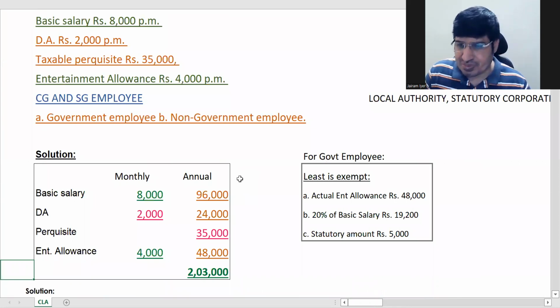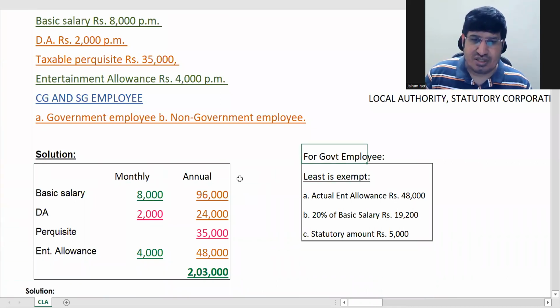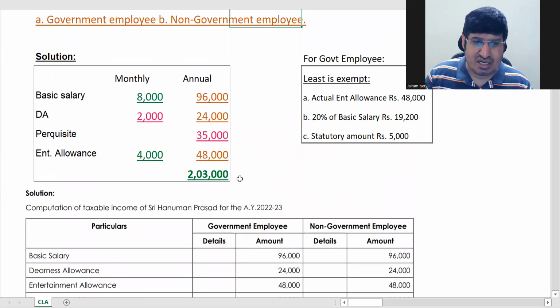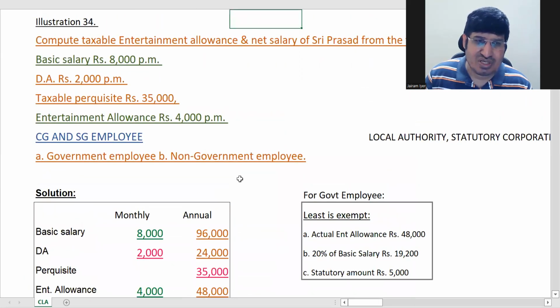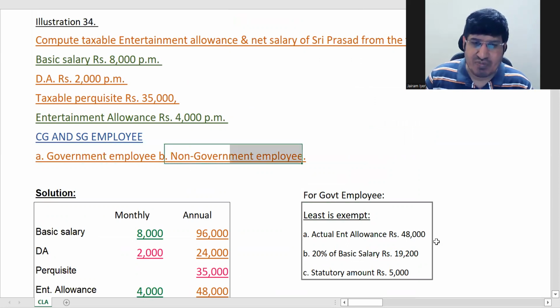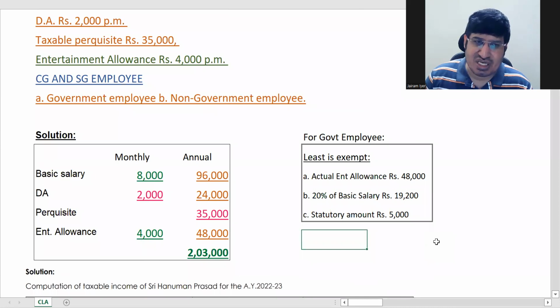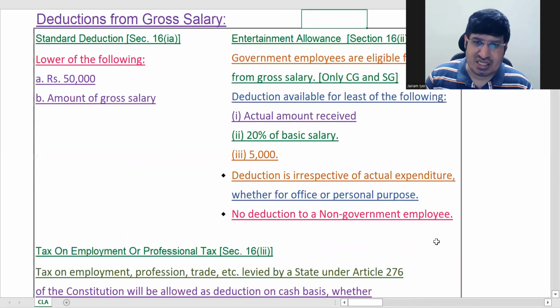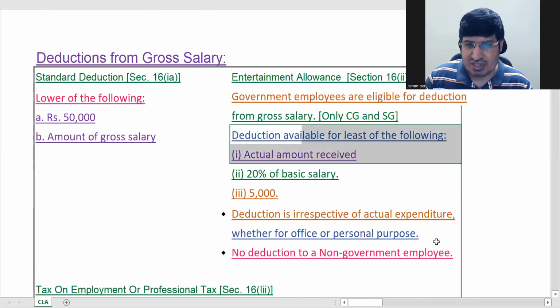Okay. So right, let's just see the exemption. What they have asked us to do here is compute entertainment allowance and net salary. So we have to find the net salary. For a non-government employee, it is fully taxable, we know, correct? Only for a government employee we have to see. So let us see, the least of the three is exempt. If you see above what we studied, these three are exempt.